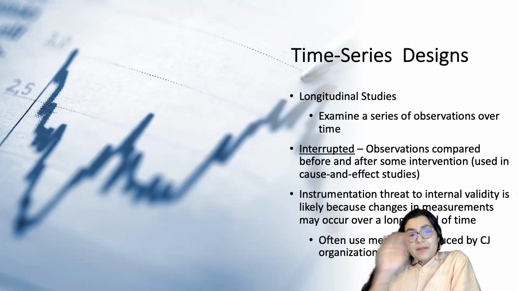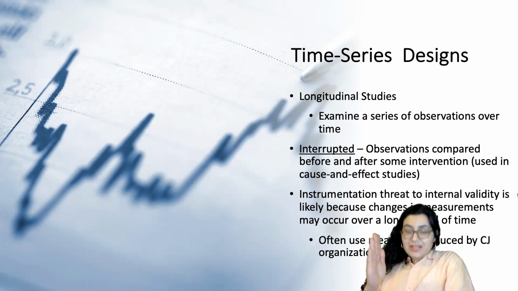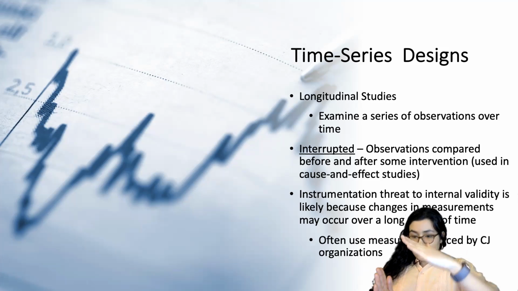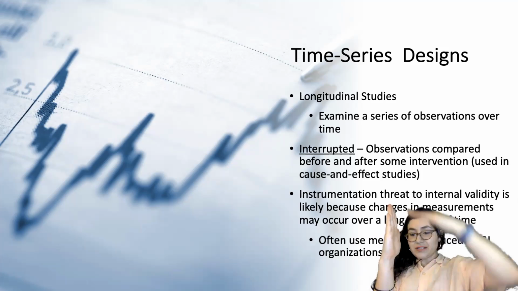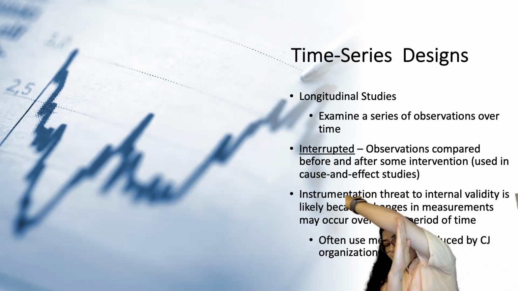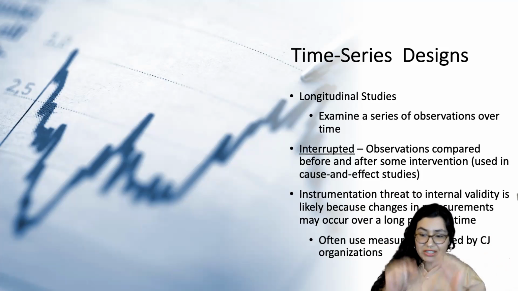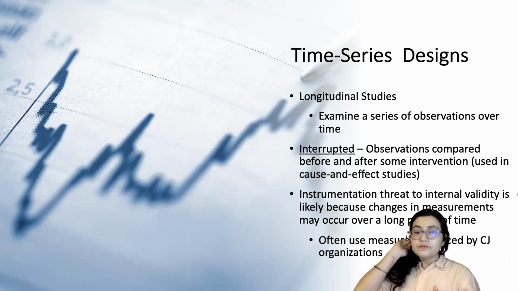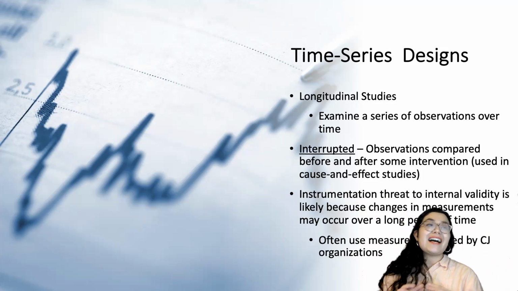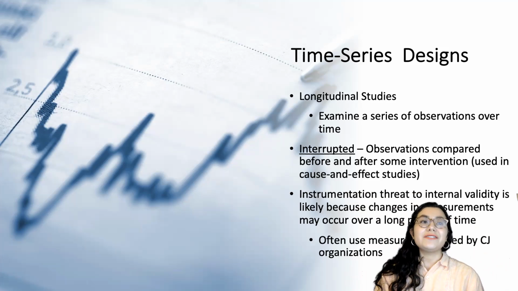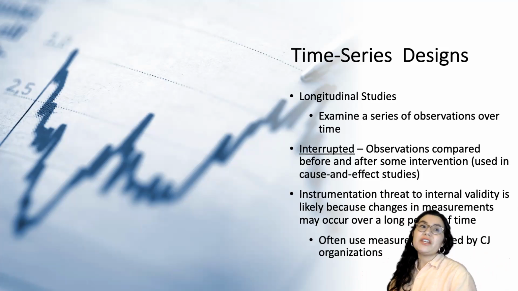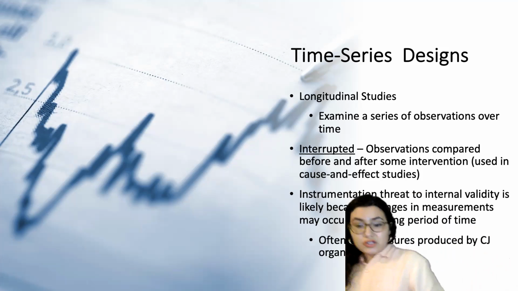So we compare the trends, and you'll see that usually the trend is like this, a line, and then the trend on the other side is a different line. So you'll see the stark change in the trend. But this has some limitations. Instrumentation can be a problem. Observations are usually made over a relatively long time period, which increases the likelihood of a change in instruments.